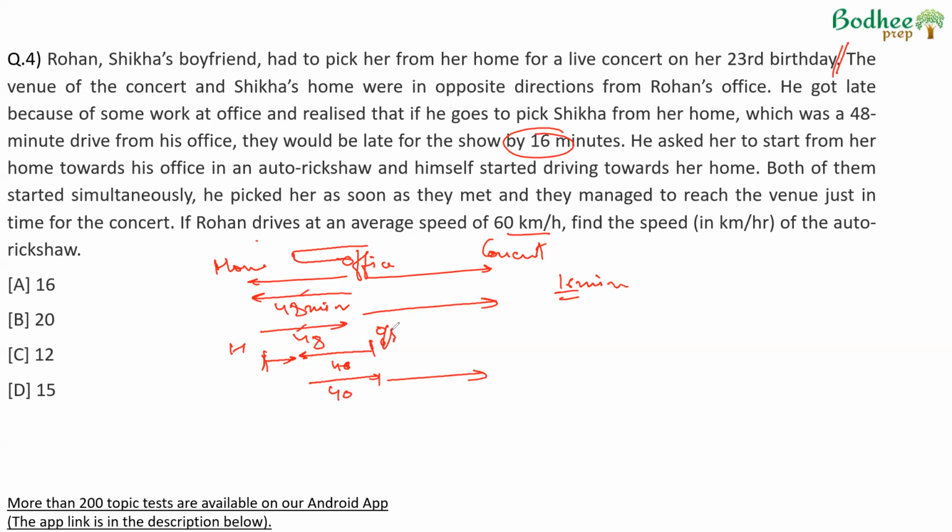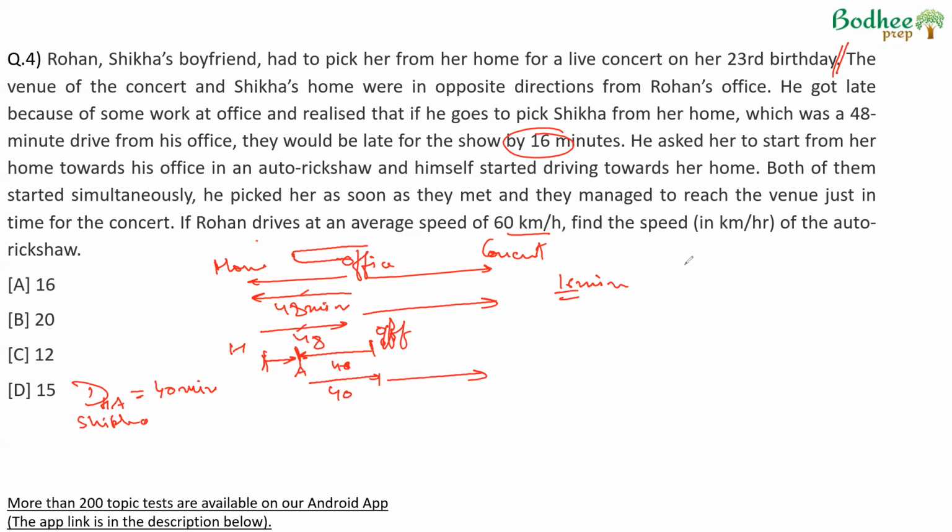If they're meeting at point A, for example, since they started at the same time, the distance between H and A will be covered by Shikha in 40 minutes, because Rohan has traveled for 40 minutes. And normally the distance between H and A will be covered by Rohan in 8 minutes, because when he goes from office to home, office to A is 40 minutes. The remaining distance was 8 minutes.